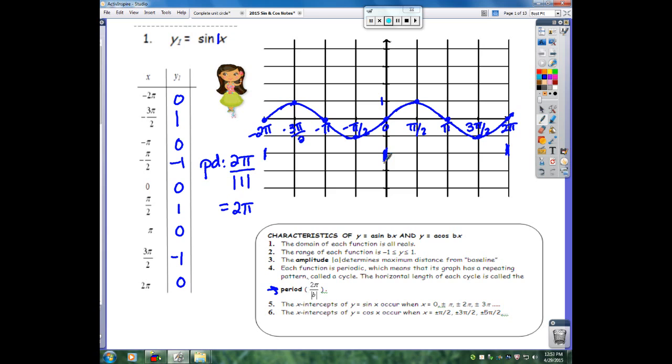Here's a way to memorize what the parent graph looks like. Look at what happened here. We're at 0, high, 0, low, 0. Oh ho low. It's my little Hawaiian girl here, like oh ho low, like a dance. Here's the pattern that you can remember: 0, high, 0, low, 0. Now our domain for a sine graph is all reals, but our range is going to be between the values 1 and negative 1.